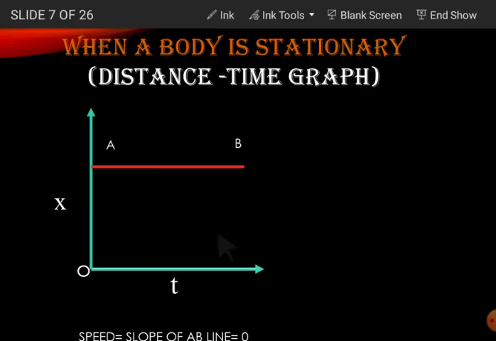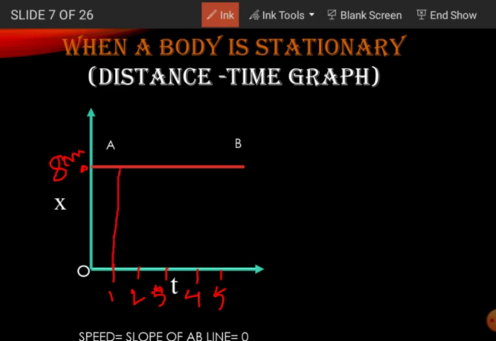So for a distance time graph, suppose the distance from the origin is around 8 meters. Okay, so this is 1 second, 2 second, 3 second, 4 second, 5 second, like that, in equal manner. Then in 1 second the distance from the origin is 8. In 2 seconds also it is 8, the same height. In 3 seconds also the same height, 4 also, 5 also. So if the distance remains the same throughout the time, then we say that the object is at rest.